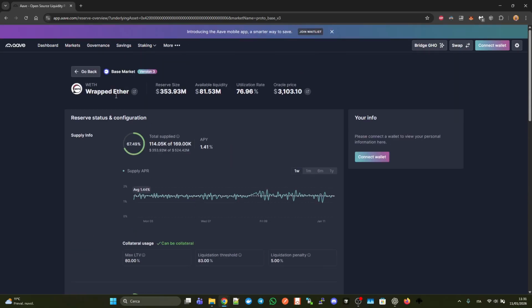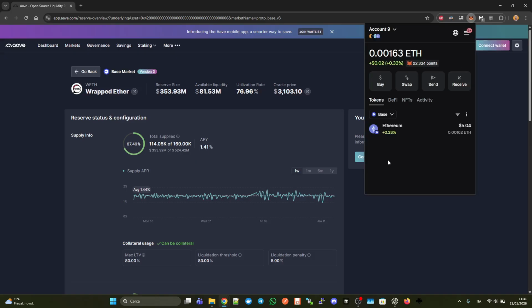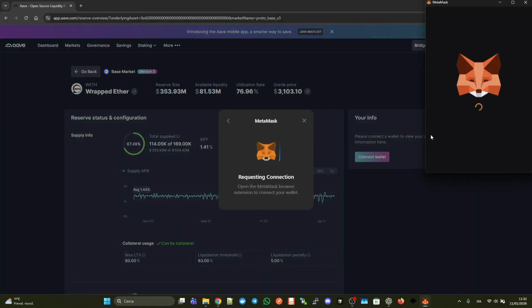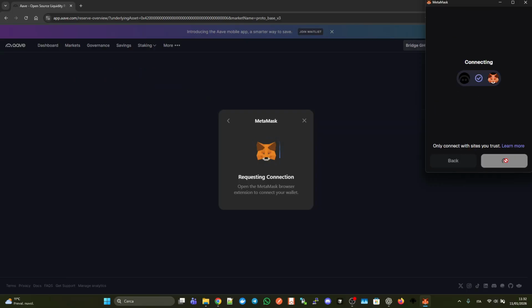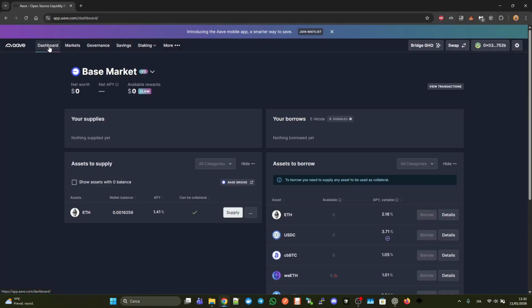So let's try to use the platform here. Let's start by connecting. I already have this wallet where I have $5 of Ethereum. I'm on the Base mainnet. Let's connect the wallet. Okay, I'm connecting. Okay, perfect. Now I go to the dashboard. It recognizes that the asset that I have in my wallet is Ethereum.